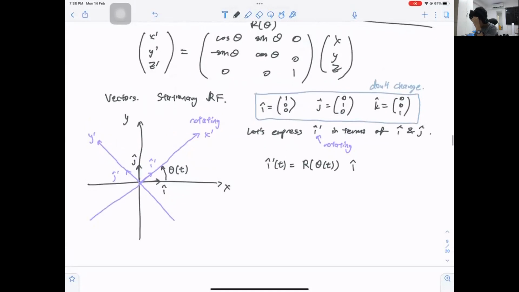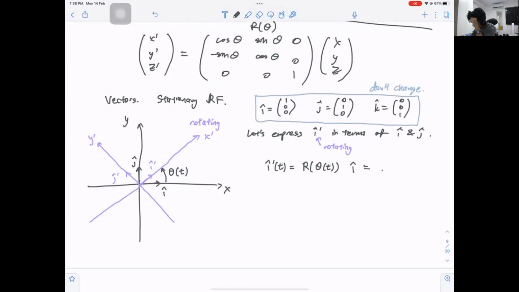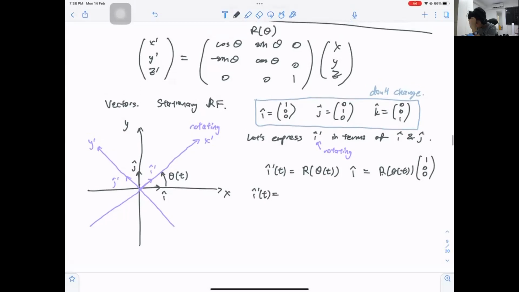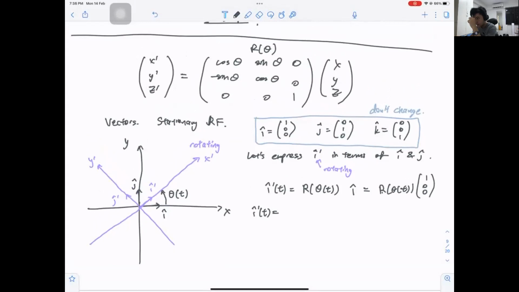This is our matrix. And if we apply it, this is effectively R of theta of time applied on the 1, 0, 0 vector. So it's essentially extracting out this column. And that will give us i hat prime of t equals to, okay, wait, hold on. I may have made a sign error over here.